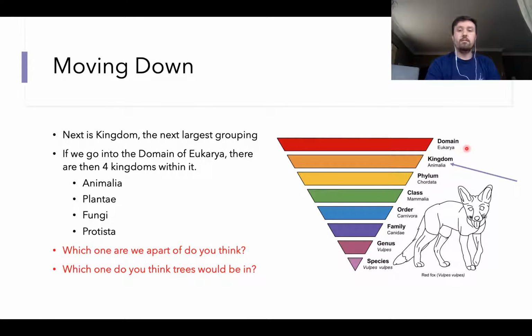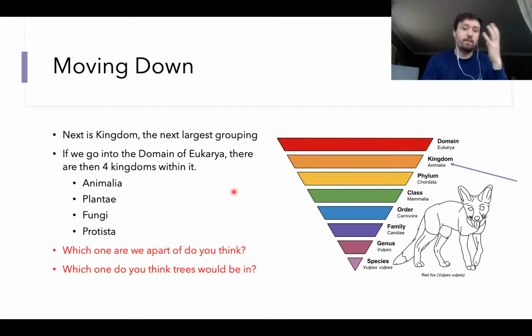Moving down from those 3 domains, we're going to move into kingdom, and we're going to stick with this red fox example on the right here. We're going to stay in the domain of eukarya. This red fox is in the domain of eukarya because it's an animal and it has animal cells. And we're going to move into this kingdom, and there are 4 main kingdoms within the eukarya domain.